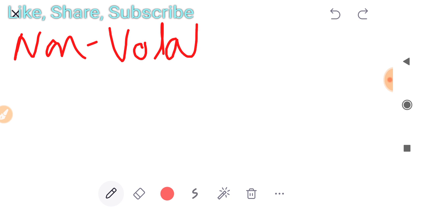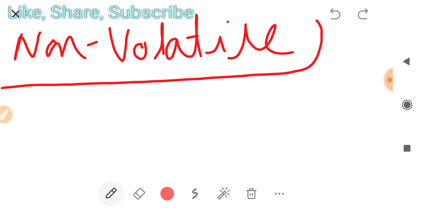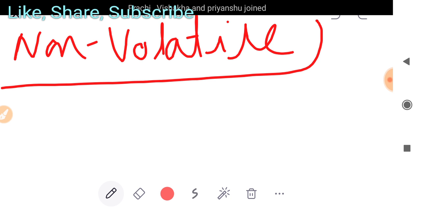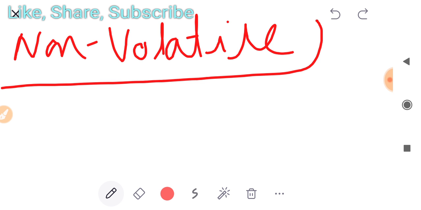Now the last one, its non-volatile nature. Okay, now we will understand the non-volatile nature of concentrated H2SO4. It means it does not form vapors. Non-volatile means it does not form vapors in any reaction. Okay, we use it to form the volatile acids, as it is non-volatile. So we will use it to form volatile acids such as HNO3 and HCl.